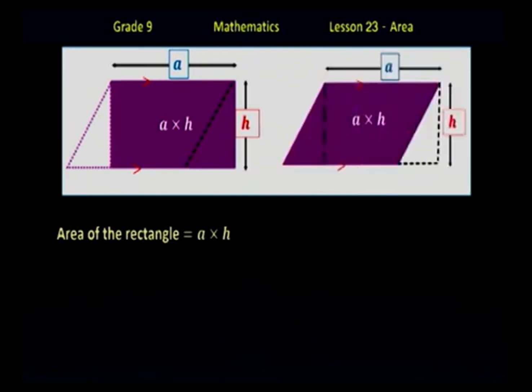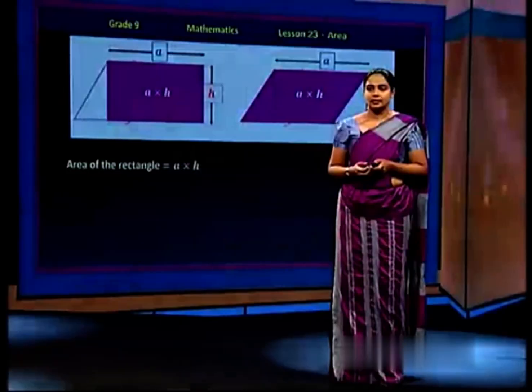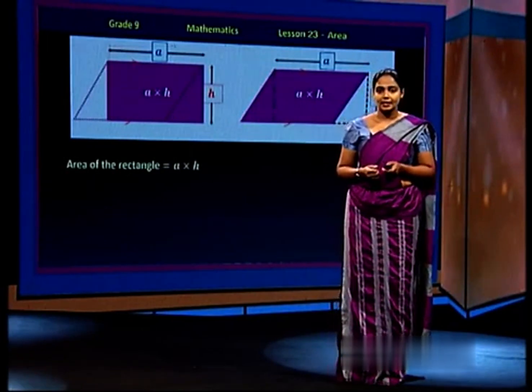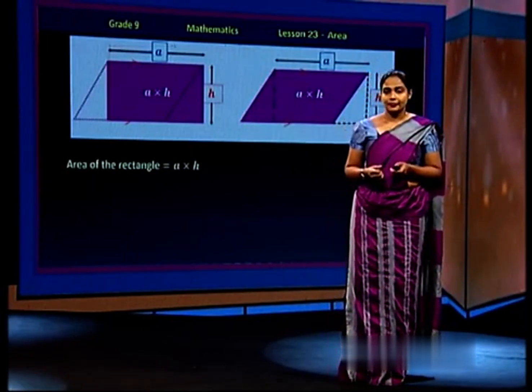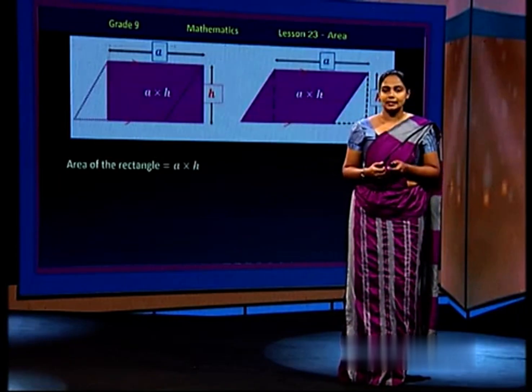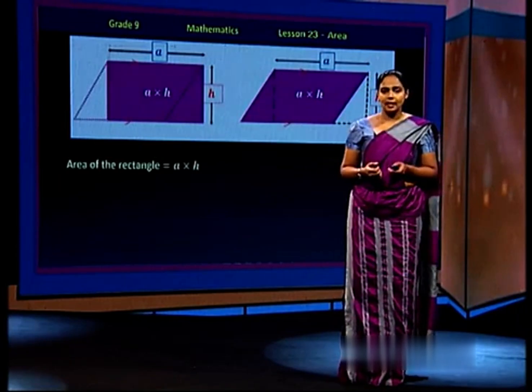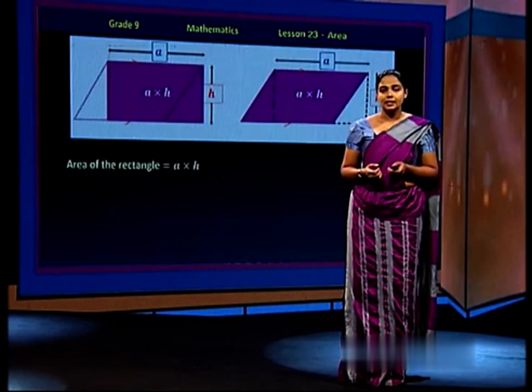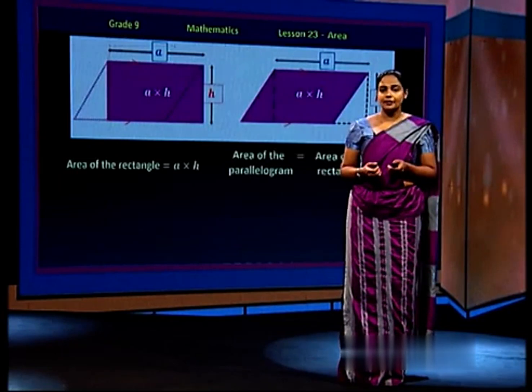Next, now there is a parallelogram. It is formed using the rectangle. Then what is the length of the side? It is A. It is not changed. We are using the same base. And what is the height? Perpendicular height. It is also the same. It is H.